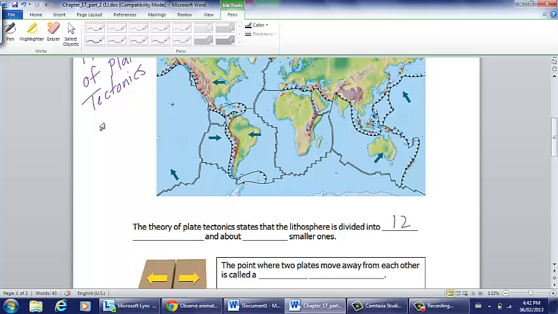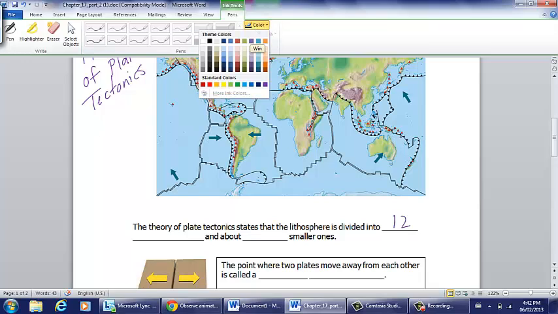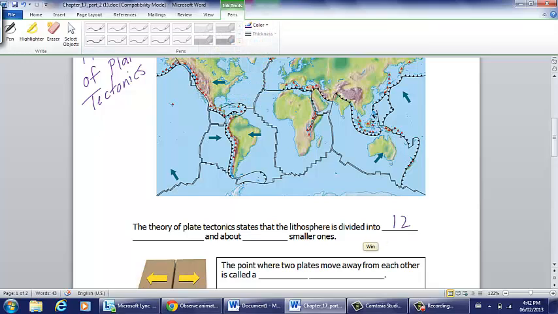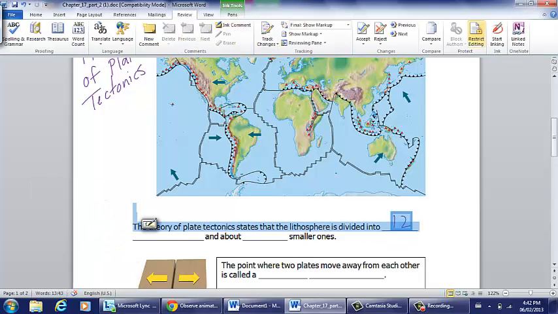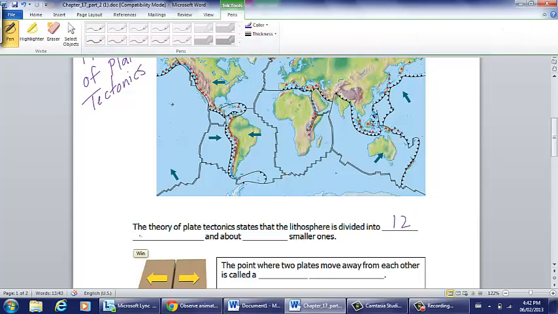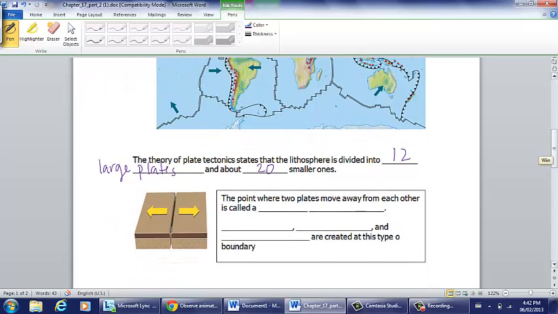The theory of plate tectonics says that the lithosphere is divided into 12 large plates and about 20 smaller ones. And these plates are floating on the asthenosphere. Three different types of boundaries. First one is when they're moving away from each other, and this is called a divergent boundary.